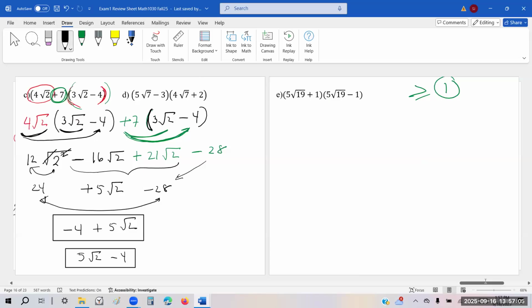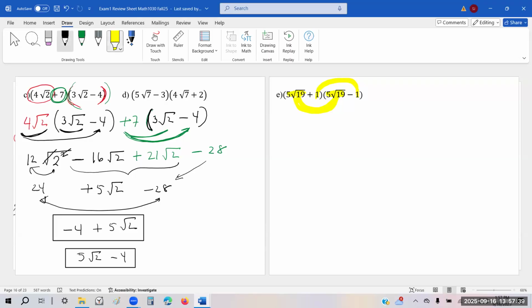Now I'd like to give you one of these. Why didn't we have to do FOIL here? Difference of perfect squares. You have the exact same number in the first position and the exact same number in the second position. So same first position, same second position, and you have one plus and one minus between them.